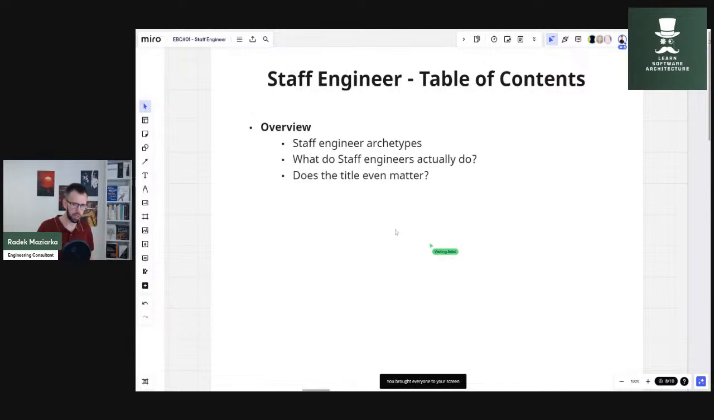So this book contains five main chapters. So first, it's very broadly about the staff engineer and about different archetypes. So what these archetypes are about, how they work, what's the typical calendar of a specific archetype. This is the very insightful part of the book, because you can even predict what your work will look like in the future.